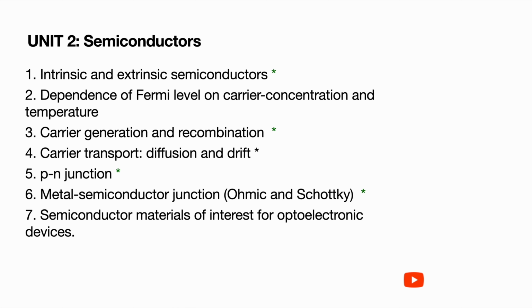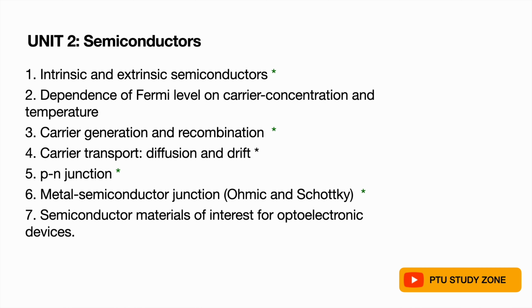Sixth is metal semiconductor junction, ohmic and Schottky diode. This is going to be a new topic for you. Seventh is semiconductor materials of interest for optoelectronic devices.